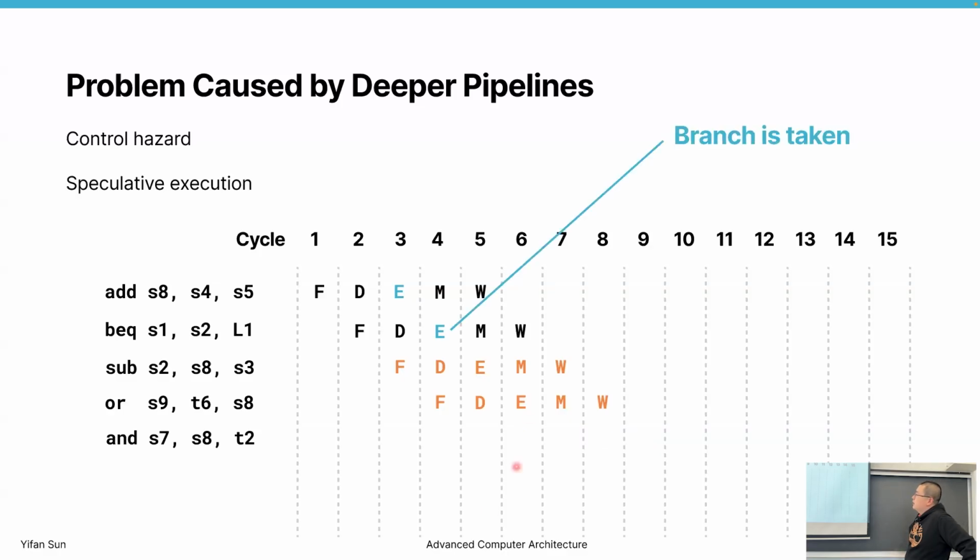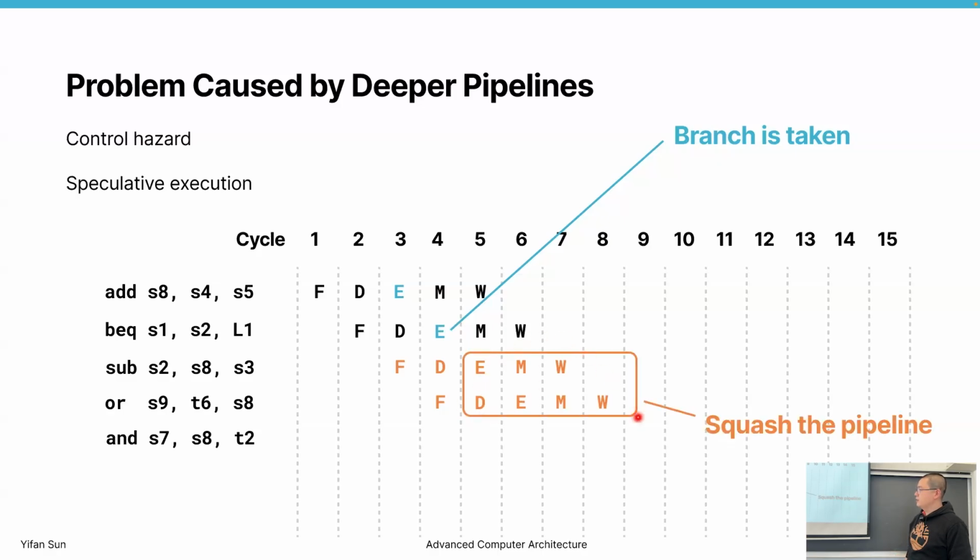Then what if we make the wrong speculation? This is called speculative execution. That means we guess it will be taken or not taken, and we move forward, just assuming that we guessed correctly. So what if at the end of cycle 4, we realize that we know whether the branch is taken or not taken, and we made the wrong guess? What we do is we stop here and we squash the pipeline. For any effect that has already taken place, we need to remove it.